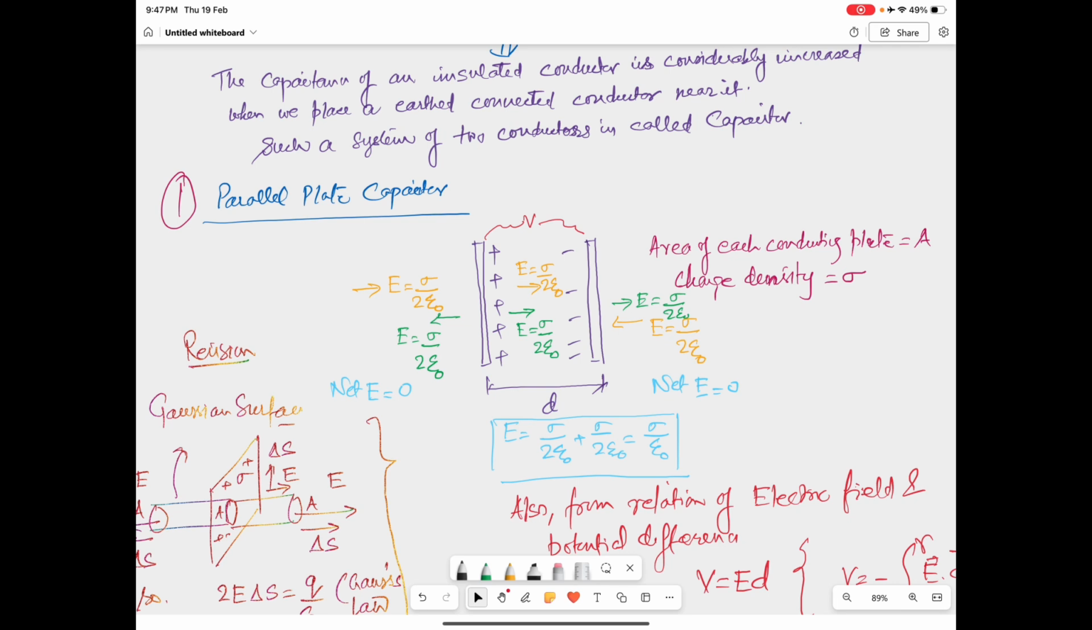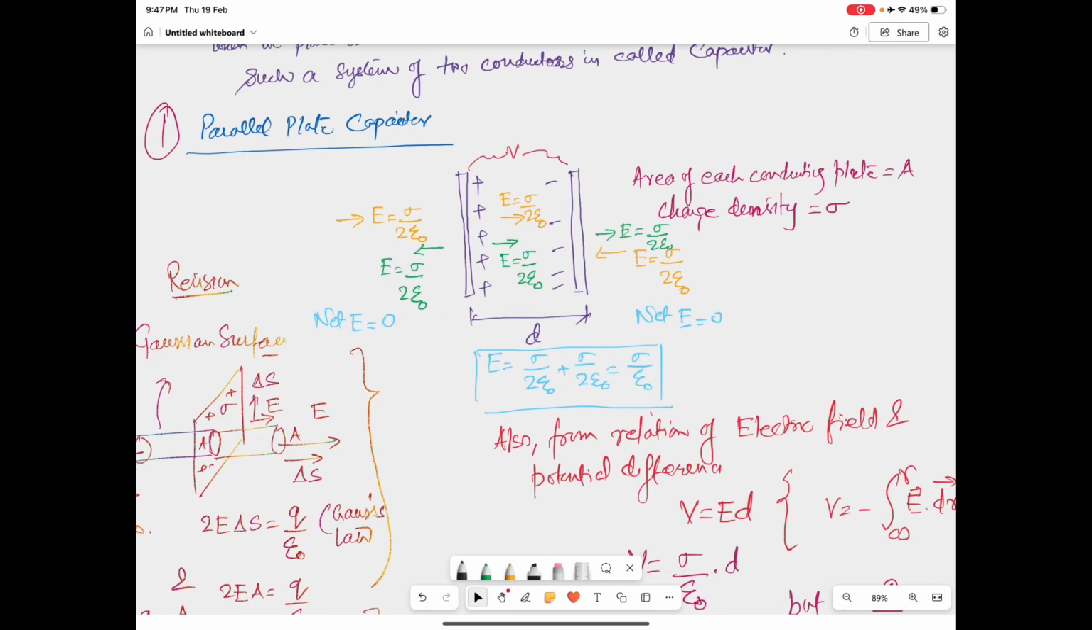So now we come to the parallel plate capacitor. In the parallel plate capacitor, you can see there are two plates. One has positive charge, one has negative charge, and they are separated by a distance d. The area of each conducting plate is A and the charge density is sigma.